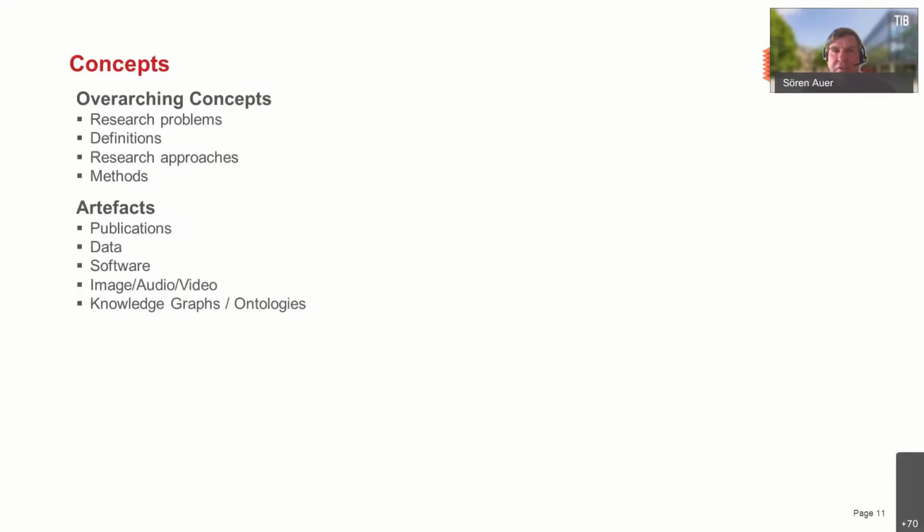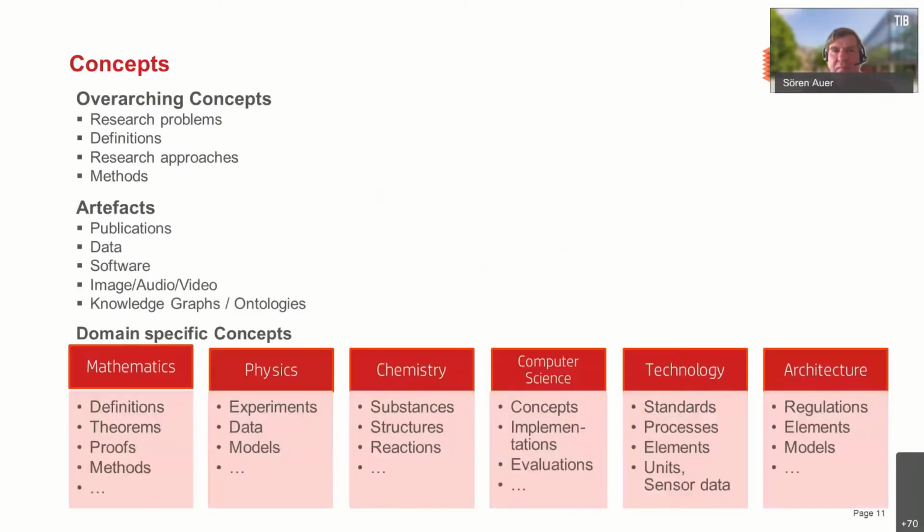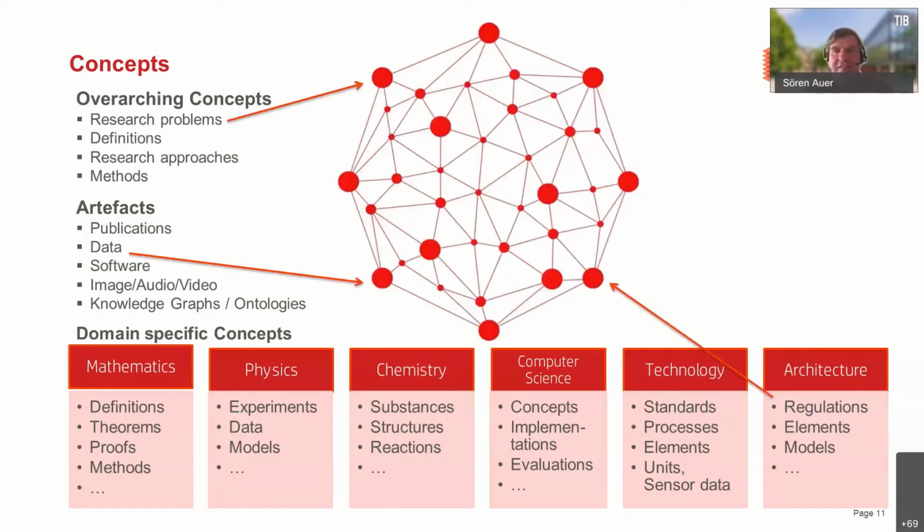So a knowledge graph which organizes overarching concepts like research problems, definitions, research approaches, methods, also different artifacts in addition to publications, also data, software, audio, video, images, in such a knowledge graph. And then, of course, also domain-specific concepts, which vary very much between different domains.